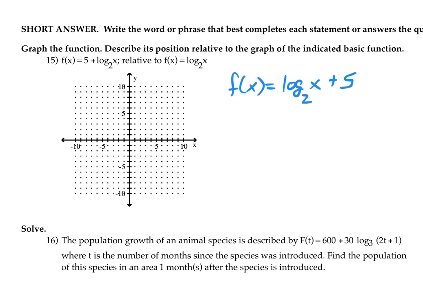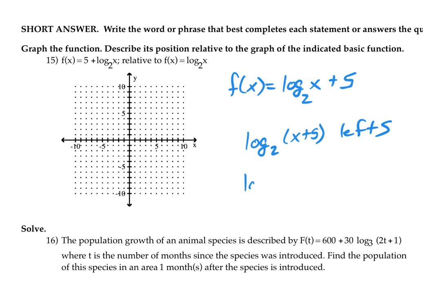If the number is connected to the x, it'll be in parentheses. So if it was like x minus 3, then that means it's connected. This is not connected to the x, it's after the function. So here's my function, we have a plus 5 afterwards. So what's going to happen to this graph? What direction is it going to? Left 5. Okay, if I had this, it would be left 5, okay?